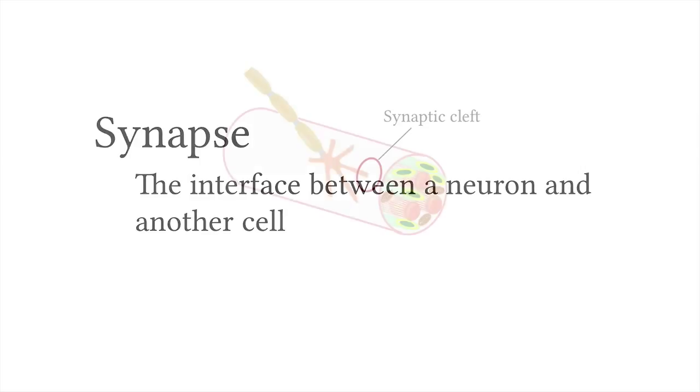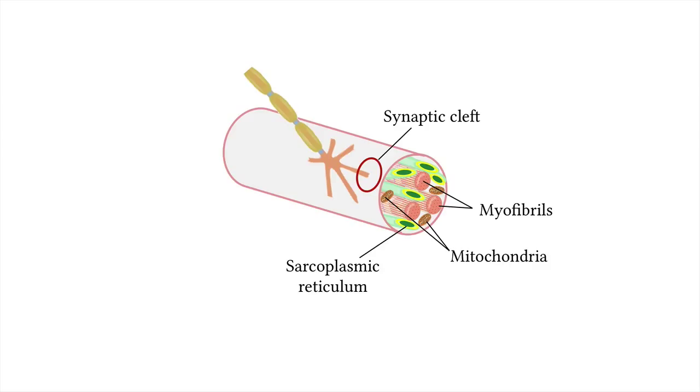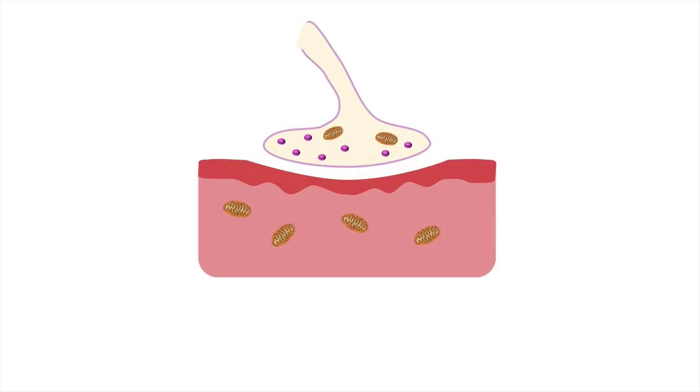Now, let's take a closer look at a neuromuscular junction. The muscle fiber contains lots of myofibrils and mitochondria inside. There is also, of course, the sarcoplasmic reticulum. You can see how the axon of the motor neuron splits up into several branches as it approaches the muscle fiber. Now let's take a closer look at where the axon meets the muscle fiber. You can see the synaptic cleft between the two.